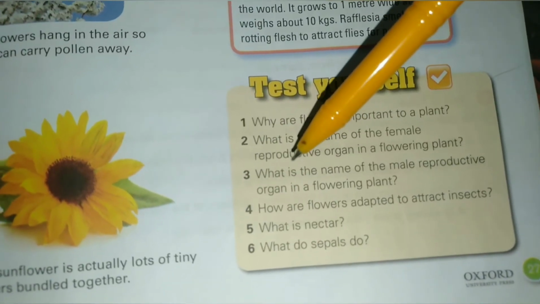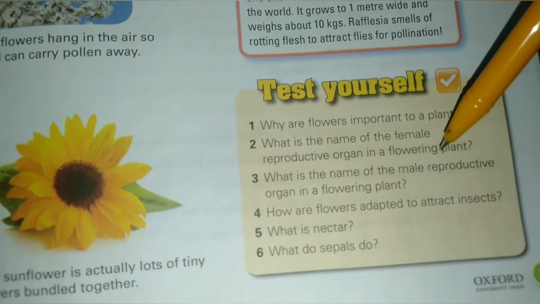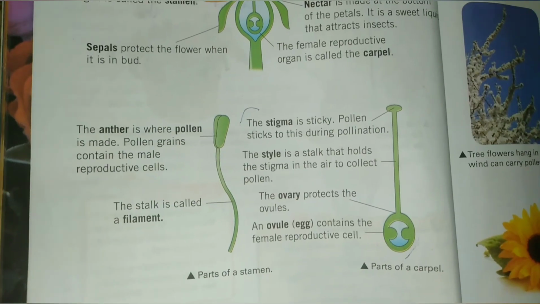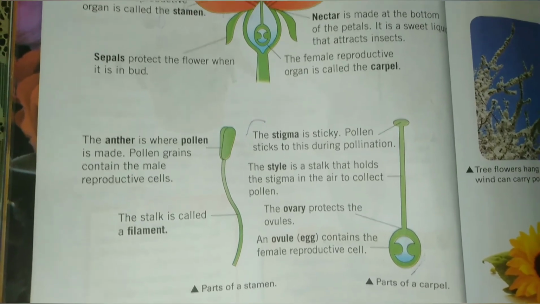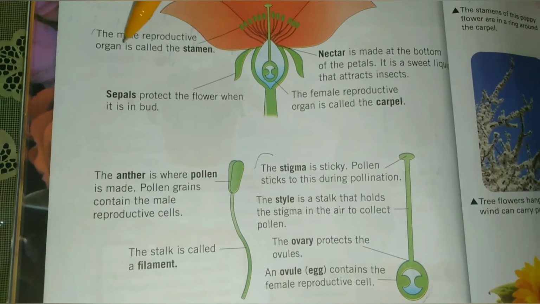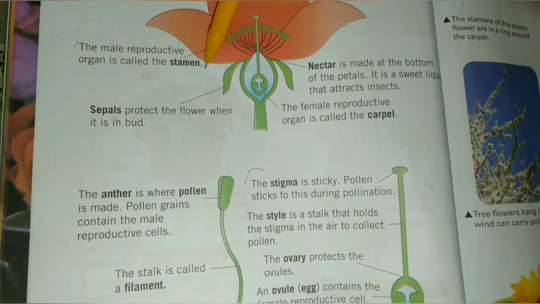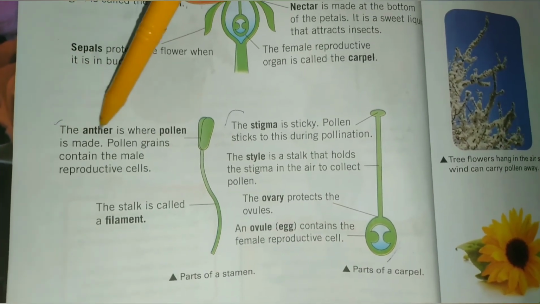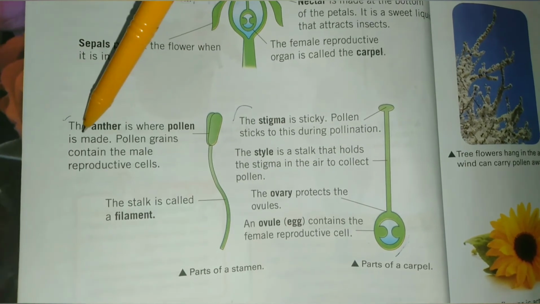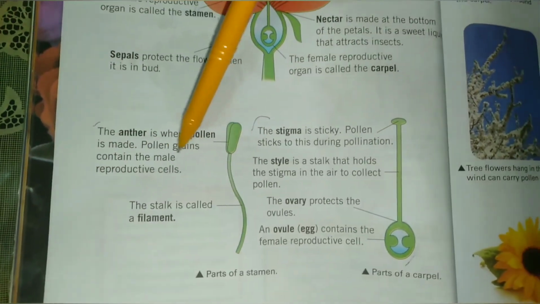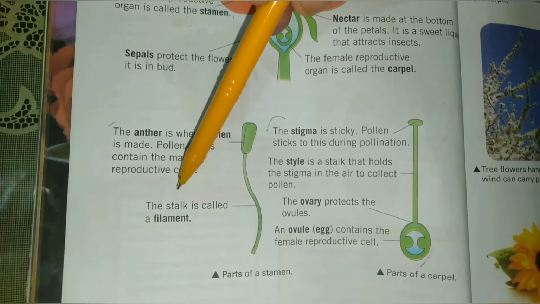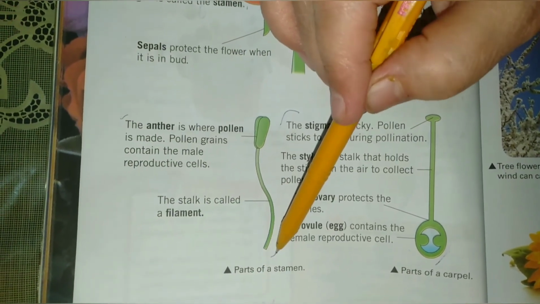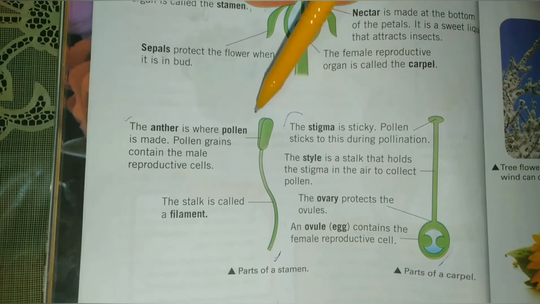Question number 3. What is the name of the male reproductive organ in a flowering plant? The answer will start from this line. The male reproductive organ is called stamen. And after that you have to add this line. The anther is where pollen is made. Pollen grains contain the male reproductive cells. The stalk is called a filament, including this diagram, the parts of the stamen.